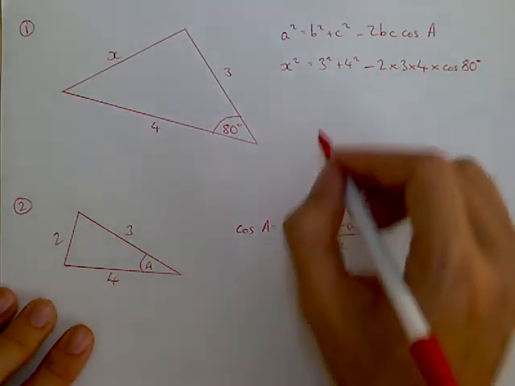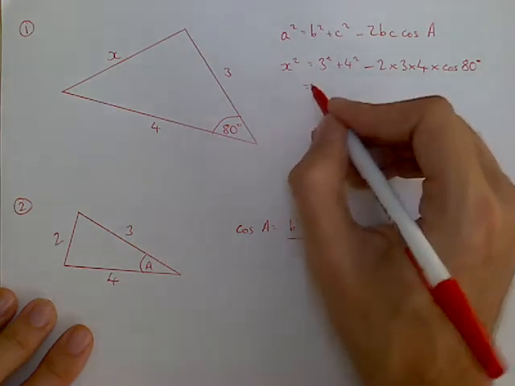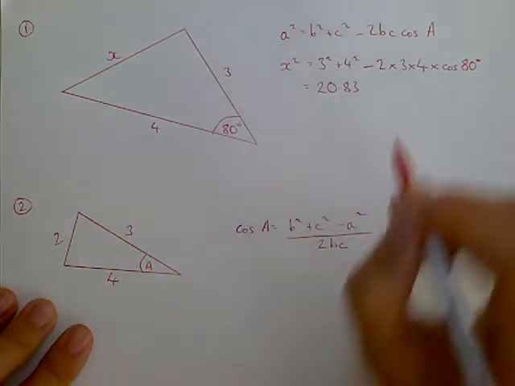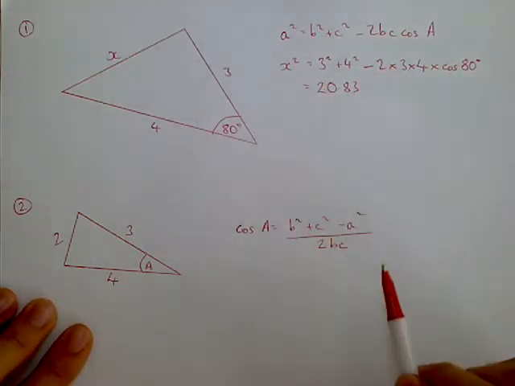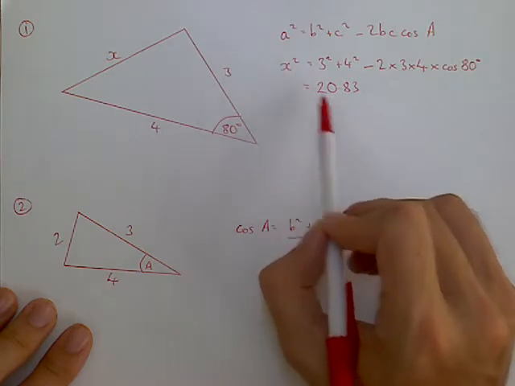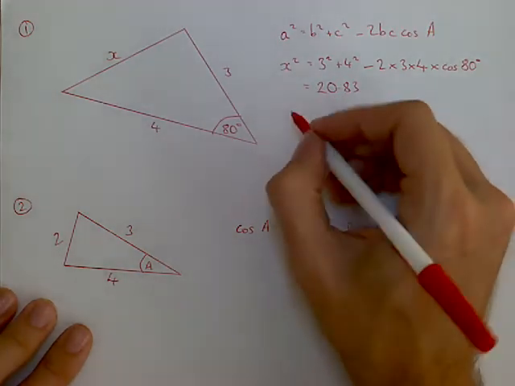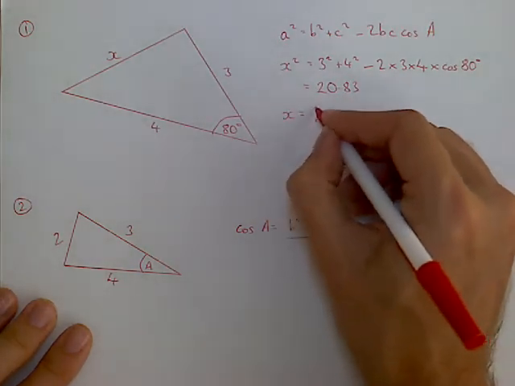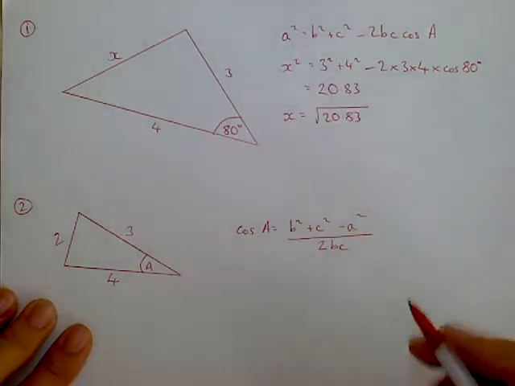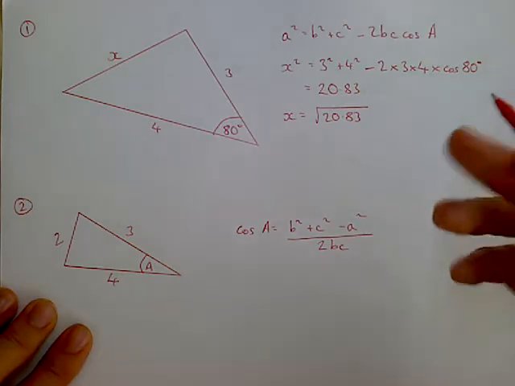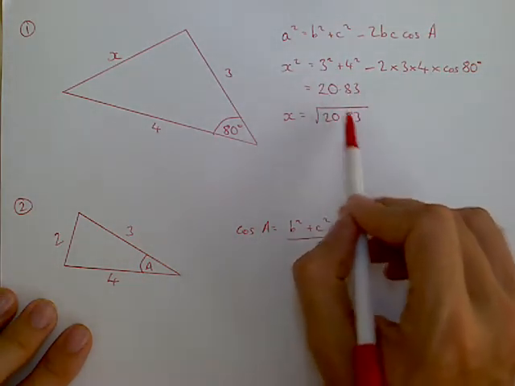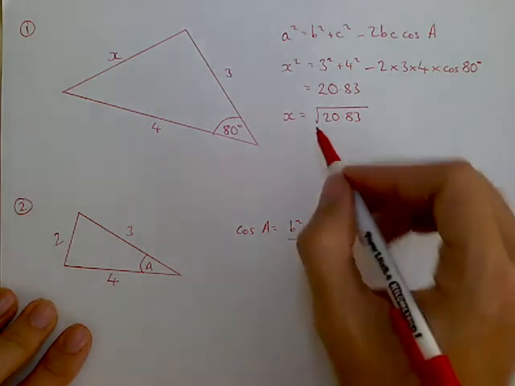We can put that into our calculator now, and we should get 20.83. It'll be an irrational number, so it'll carry on much further than that. Last thing we need to remember to do is, this is working out x squared, so we need to square root this to work out x. So x is equal to the square root of 20.83. On our calculator, we should be trying to use the maximum accuracy we can, so copy and paste this accurate number on your calculator into the square root sign.